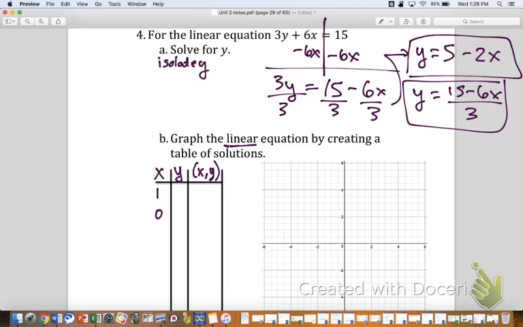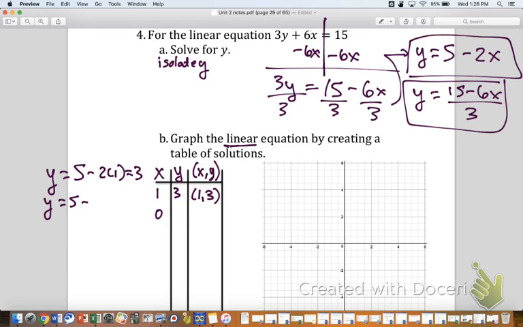Here's how we find our y's. I take the x's and I plug them in, just like we've been doing. So for the 1, it would be y equals 5 minus 2 times 1. You follow the order of operations here, you get 5 minus 2, which is 3. So my first point is going to be 1, comma 3. What do you think?